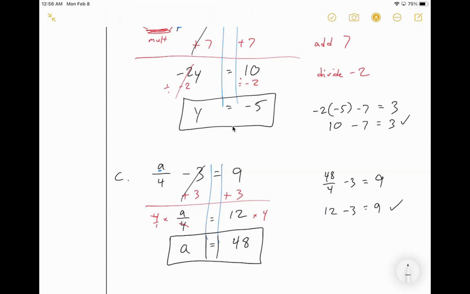Sometimes the variable might be on the right side. Don't be scared off by that. You know what to do. You could either flip it over or you could just do the problem as is on that side, okay? So that's how you do these problems.